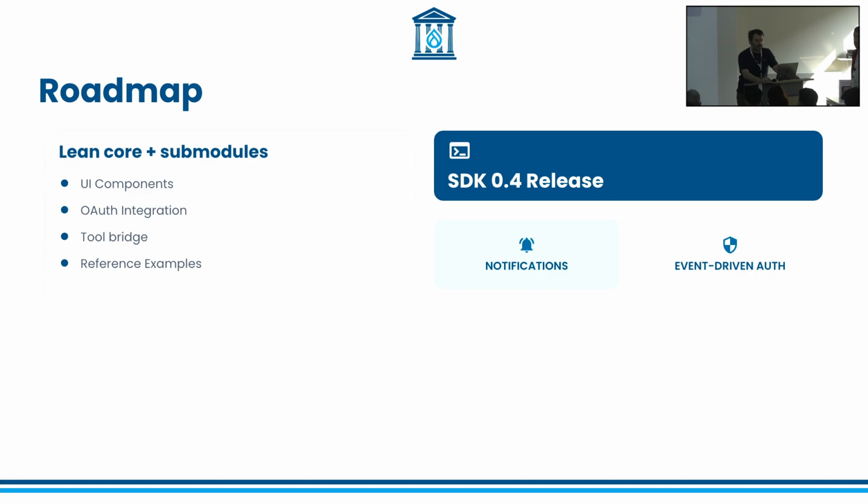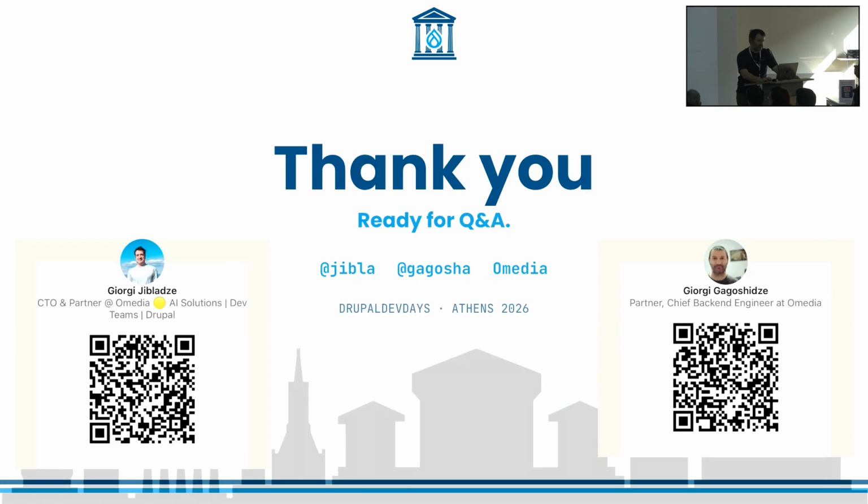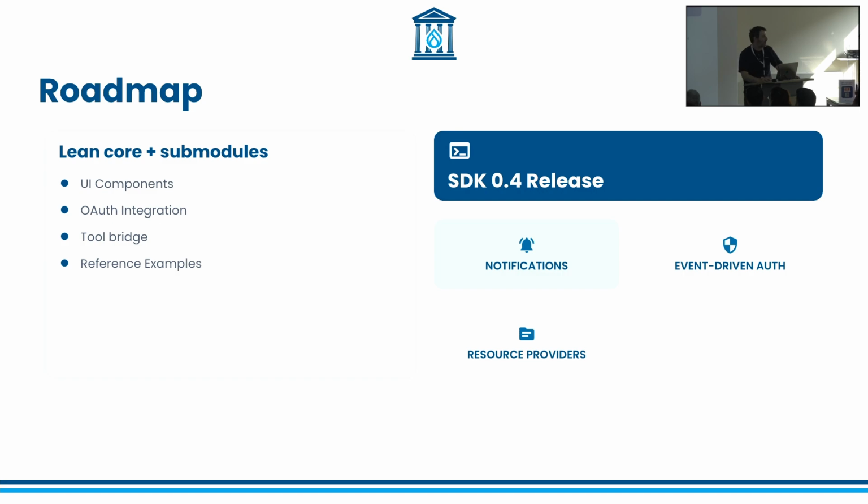And OAuth became event-driven in that version, which is also important because in the old version of the MCP, you define an OAuth provider per tool. Right now, it just throws an event and anyone can react to it. And we need to make resource providers and resources more developer-friendly and more user-friendly, I guess. So let's see how it goes.